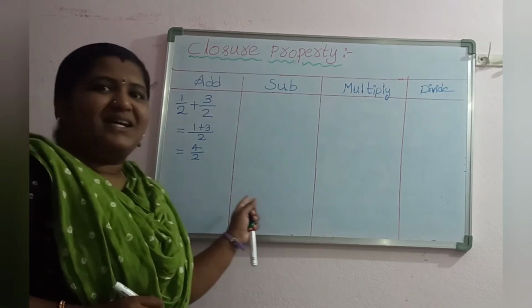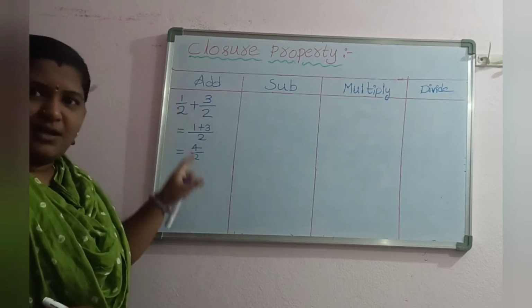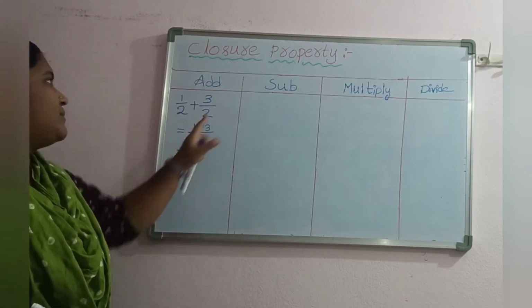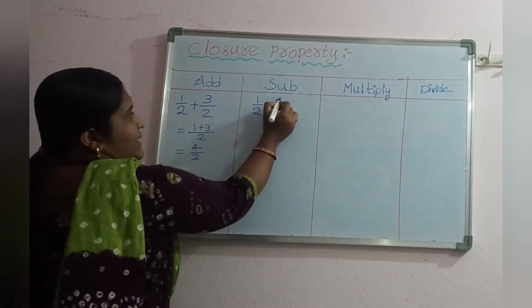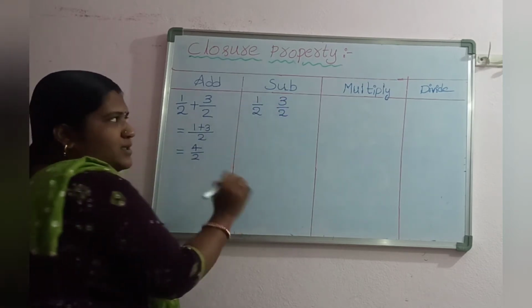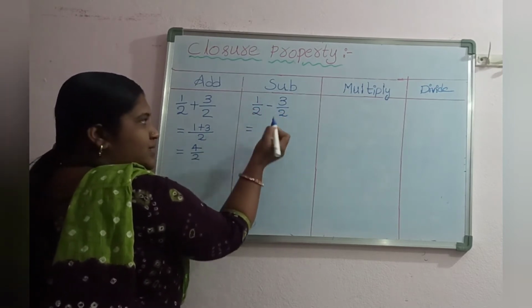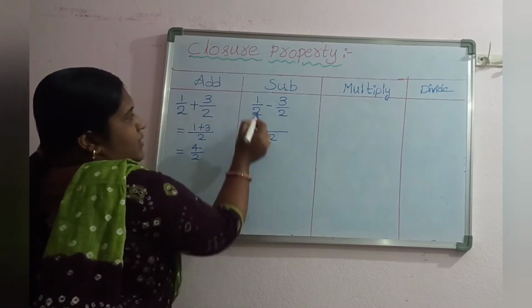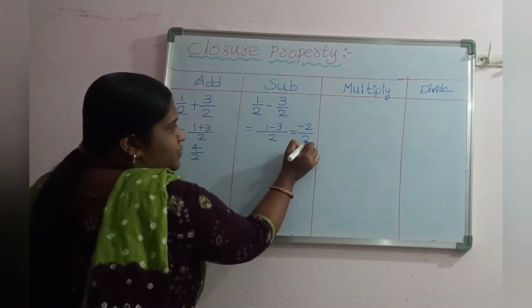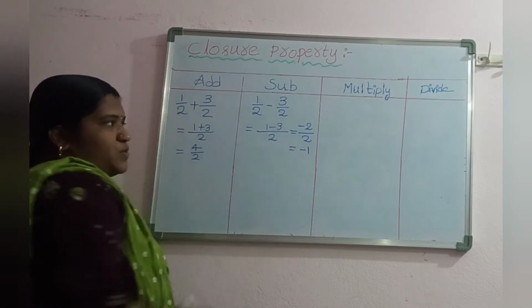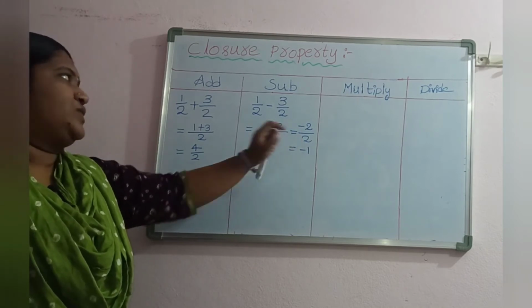So here we got that the addition of two rational numbers is also a rational number. Next, subtraction of two rational numbers. Any rational numbers you can take. 1 by 2 minus 3 by 2. Since the denominator is the same, we can write 1 minus 3 is equal to minus 2 by 2, which is equal to minus 1, which is also a rational number.